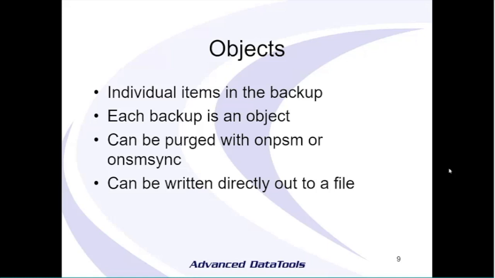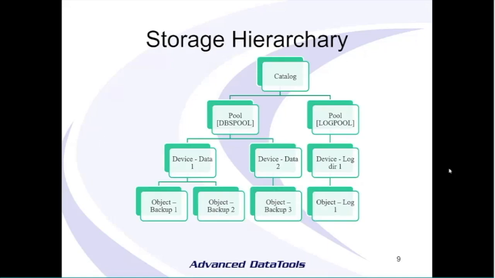So again, the hierarchy: you have a single catalog for PSM. Under there, you have up to 3 active pools, and you can have as many non-active pools as you want. But by default, you need at least your DBS pool, your data pool, and your log pool. Then under your pools, you have your devices, and then inside of each device, you have multiple objects.